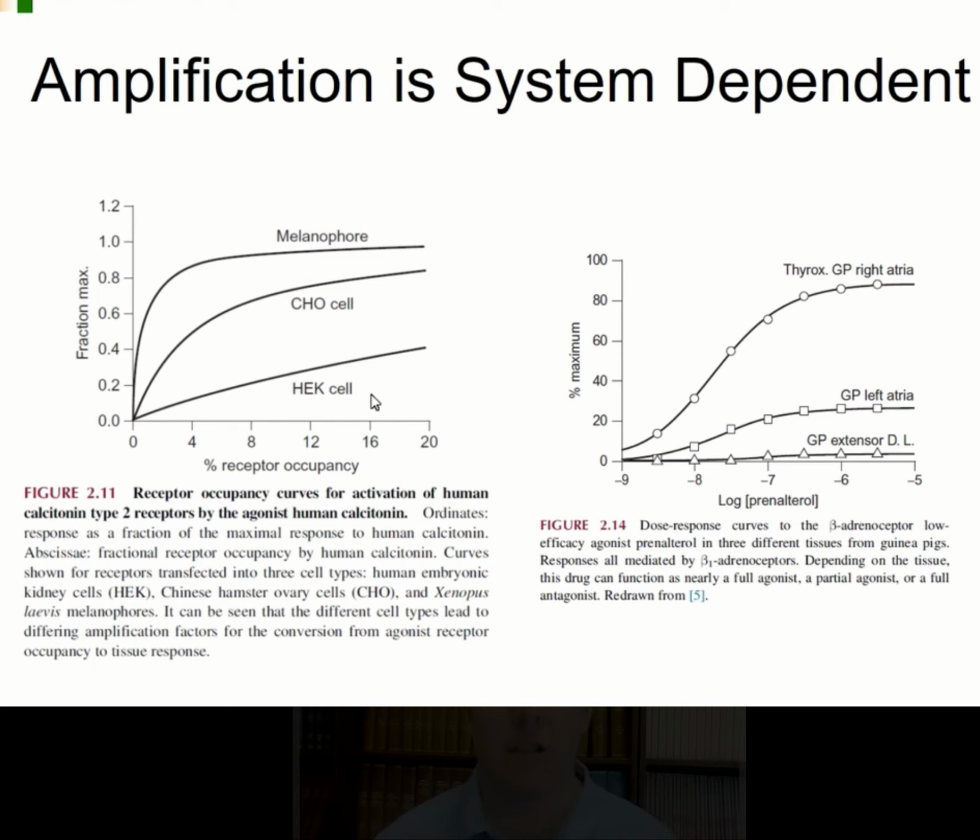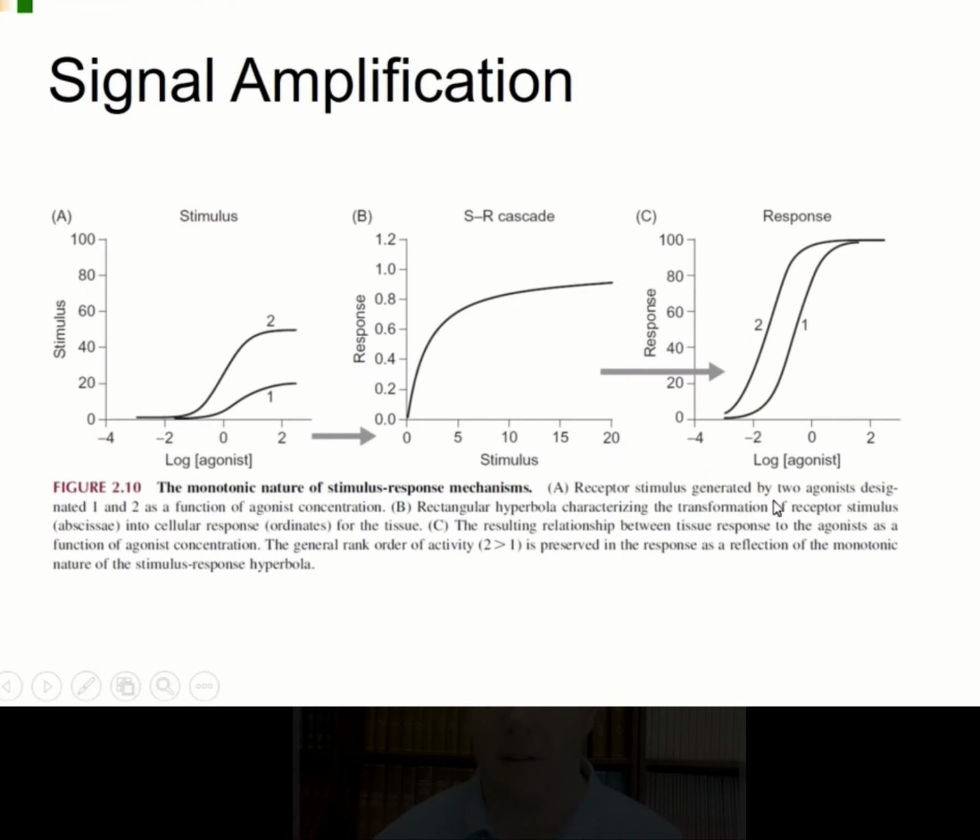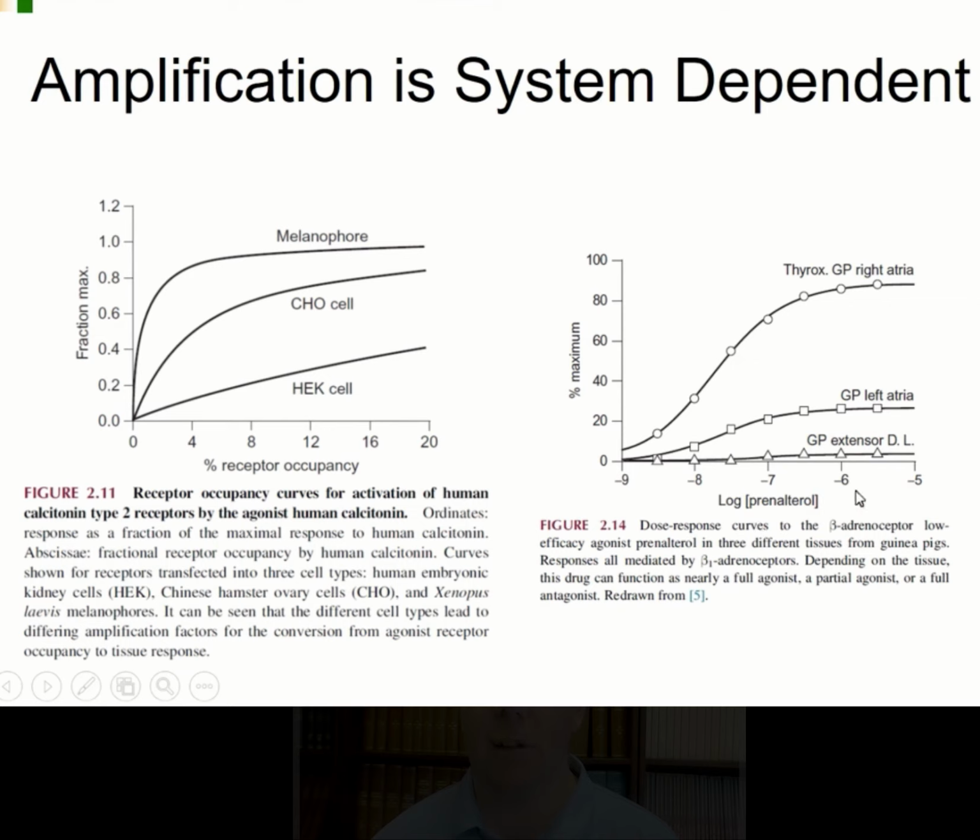We see the same thing in tissues. On the right, we're adding increasing amounts of the agonist prenalterol, and the y-axis is % response. We apply the same agonist, same concentration of agonist, to tissues that contain the same receptor, and we see very different responses depending on which portion of a heart that we apply that agonist to. We see for this tissue, we get almost no response, whereas in this tissue, in the right atria, we achieve essentially 100% response.